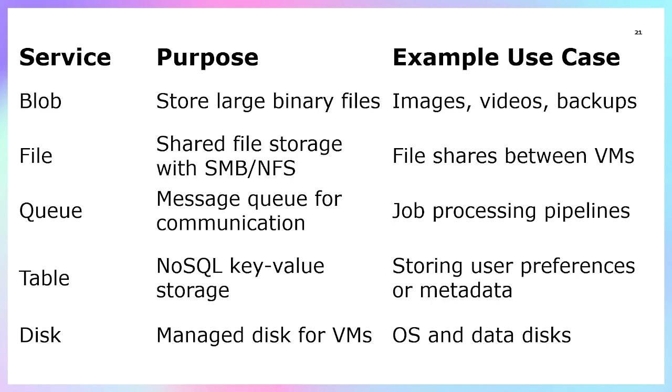If two or more APIs are hitting and you want to know what result we are getting, then we use queue storage. For example, in a job processing pipeline, you want communication between two processes, so we use queue processing. Table storage is a NoSQL key-value store, used for storing user performance, user preferences, or metadata. Disk storage, as I already told you, is for VMs, like managed disks for VM OS and data disks.